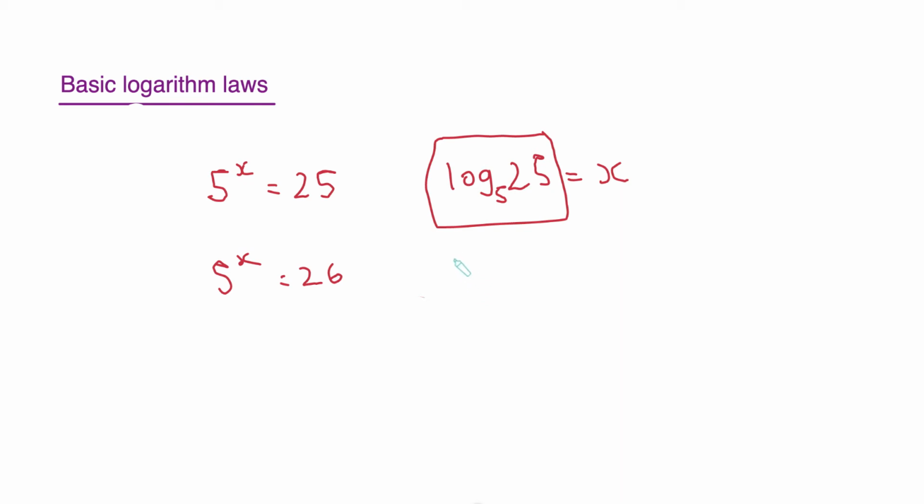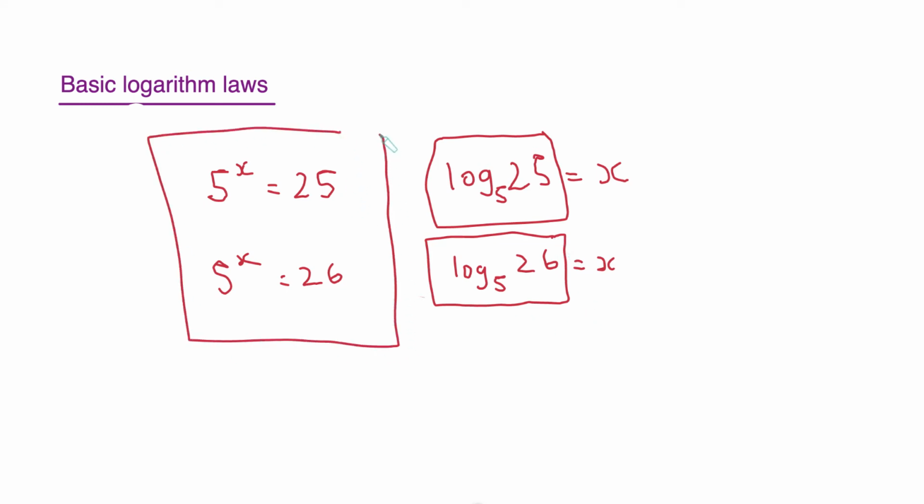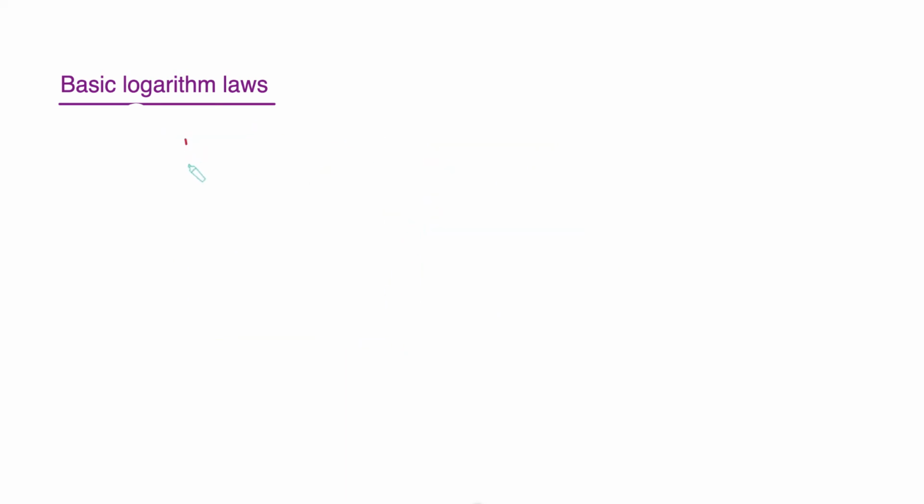We wouldn't really be able to calculate that, but we would be able to do exactly the same technique and write log to the base 5 of 26 is equal to what number, and it's this left-hand side that you would put into your calculator. This really shows you the sort of questions that you would be able to answer now using logarithms.